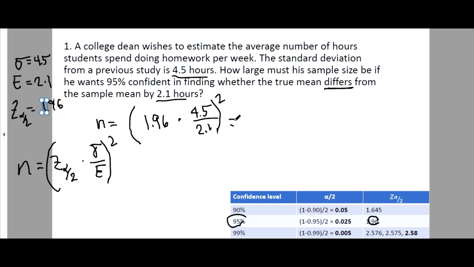So the answer is 17.64. And then we always round up to the next integer. So we have 18. Therefore, to be 95% confident that the estimate is within 2.1 hours of the true mean, the college dean needs a sample size of at least 18 students. Okay, so 18 students.